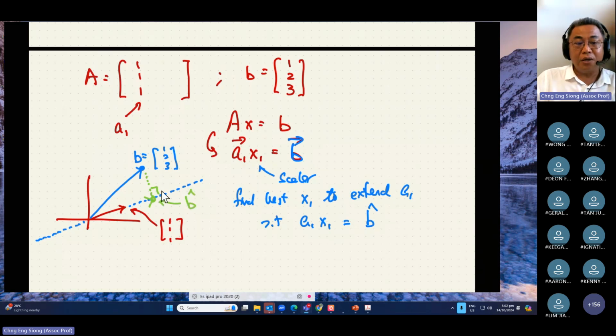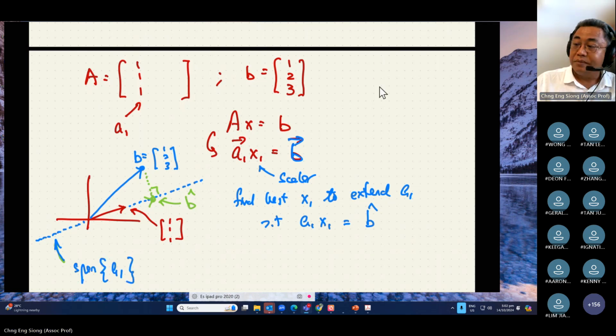b hat is the orthogonal projection. I am projecting b orthogonally onto what, guys? What is this blue line called? This blue line is the span of a1. a1 is here, I can multiply it, so this whole dotted line is the span of a1. If you look at the last lecture, in fact, this is the simple version of least squares. I'm projecting my b onto a single vector.